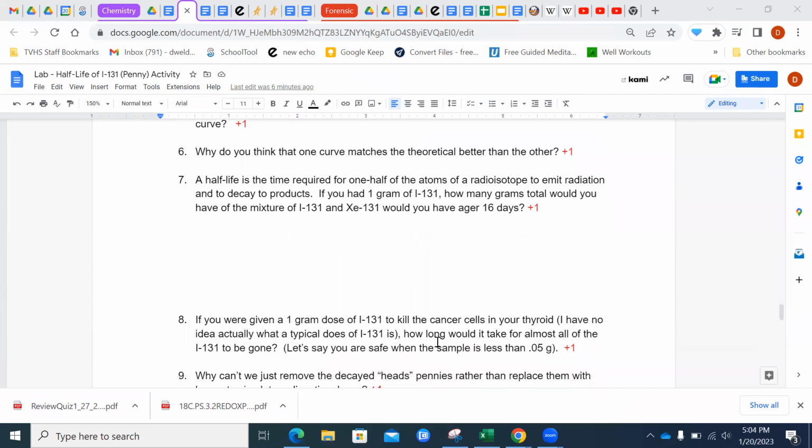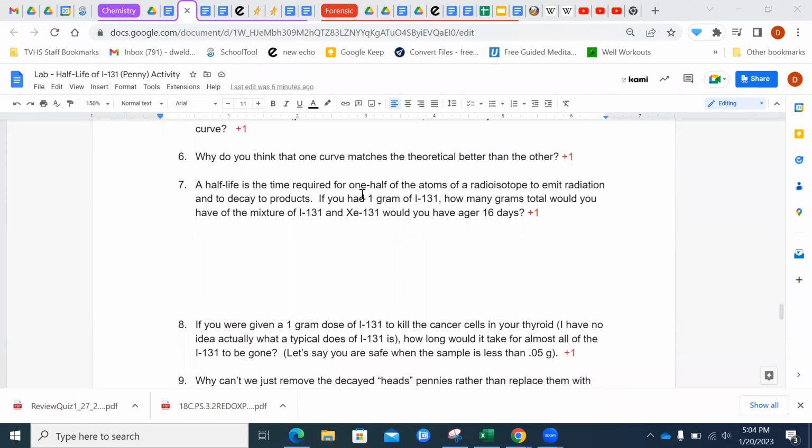So then question number 7 asks, half-life is the time required for 1/2 of the atoms of a radioisotope to emit radiation and to decay to products. If you had 1 gram of I-131, how many grams would you have of the mixture of I-131 and xenon-131 after, oh, this is supposed to be after 16 days. Okay, so whenever I do analysis or calculations, I always want to use the number line.